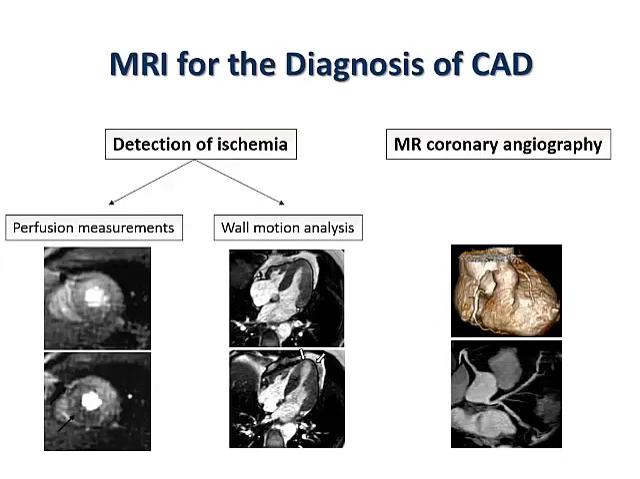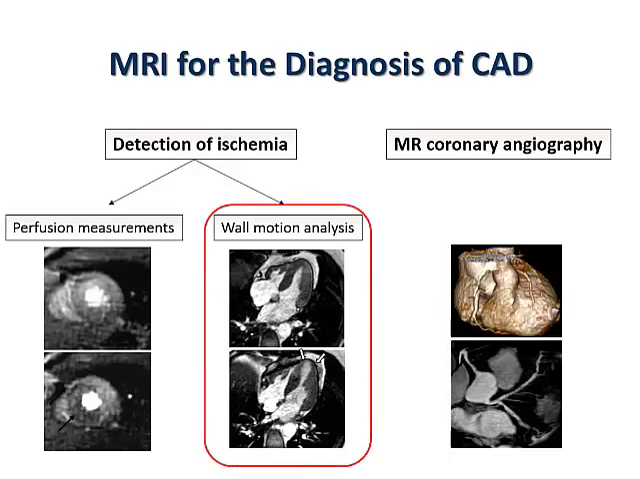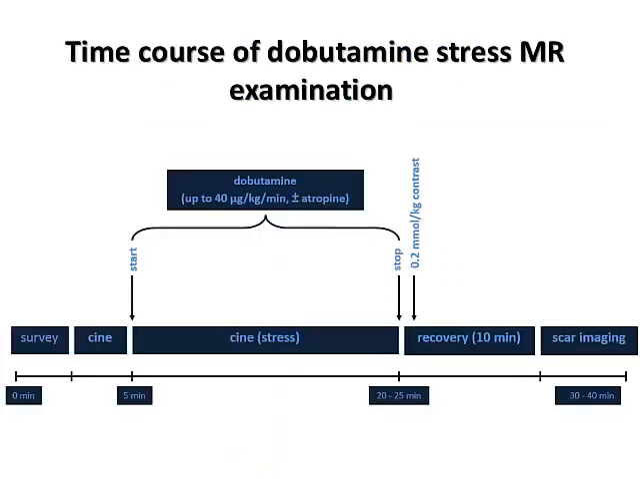So how can we manage our patients with suspected coronary artery disease using MRI? We can detect ischemia using dobutamine or using adenosine stress. We can also perform MRI angiography. So I will start with the dobutamine stress test using MRI.